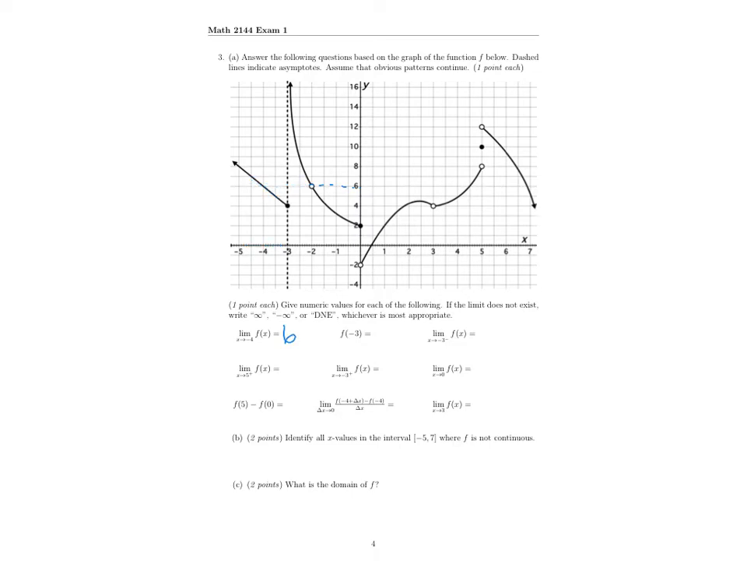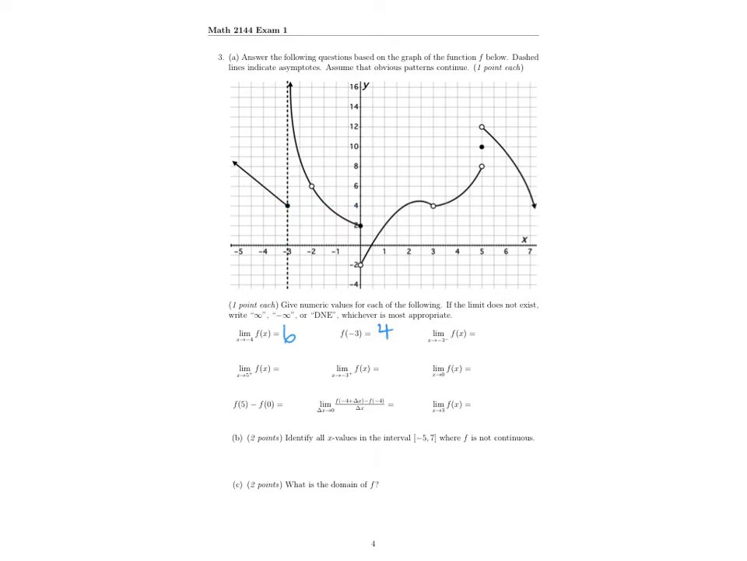So the next one says I want to look at f of -3. So I'm going to go here to -3, and I'm going to go up, and I can see a closed dot right there, and that closed dot happens at y equals 4.